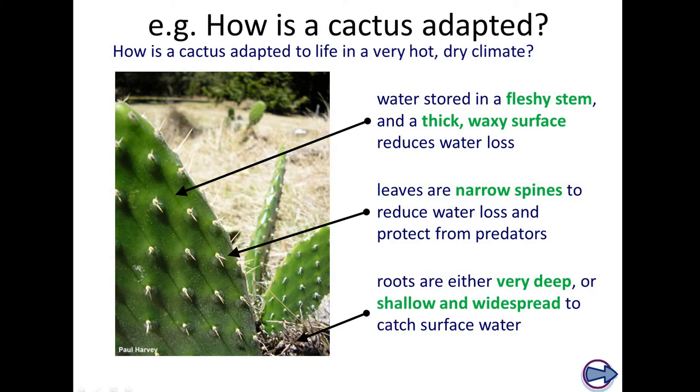If we look in particular at the adaptations of a cactus, cactuses have fleshy stems, and they have a thick waxy cuticle to reduce the water loss. They have narrow leaves which are basically reduced to spines, which stops predators from stealing their water. They have very widespread root networks, so they have some shallow roots to catch any flash flood surface rainwater, and they also have very deep roots to get any pockets of water deep underground.